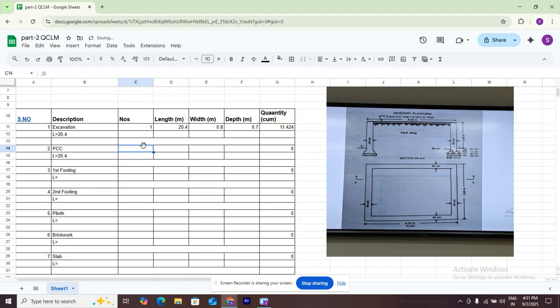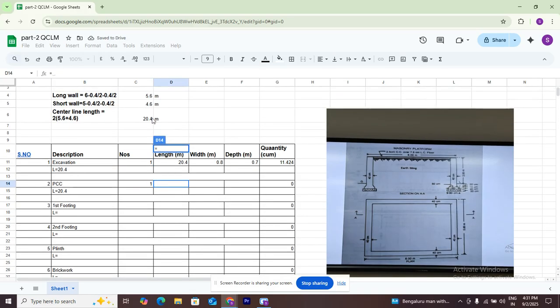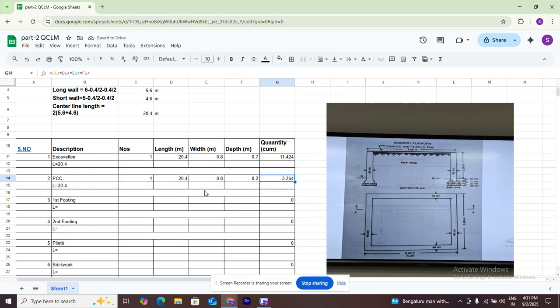Okay, so one. 20.4. What is the width of the foundation? The width of the PCC is 0.8. Okay, what is the thickness of the PCC? 20 centimeters, which is nothing but 0.2 meters. So 3.264 is the PCC in cubic meters.